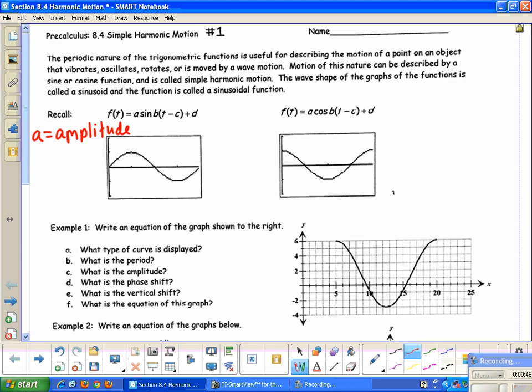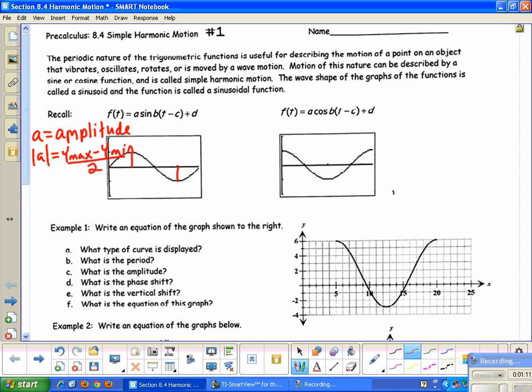And remember, to find the amplitude, it's always the absolute value of A equal to the y maximum value minus the y minimum value, divided by 2. That gives us the amplitude of our graph. And remember, this distance and this distance right here tells us our amplitude from our graph.